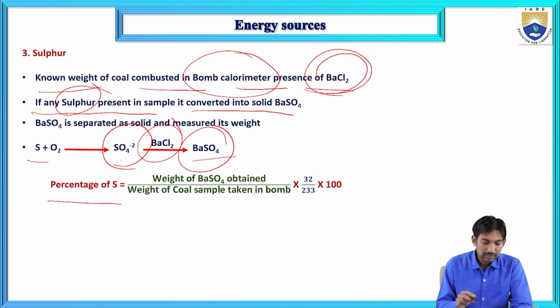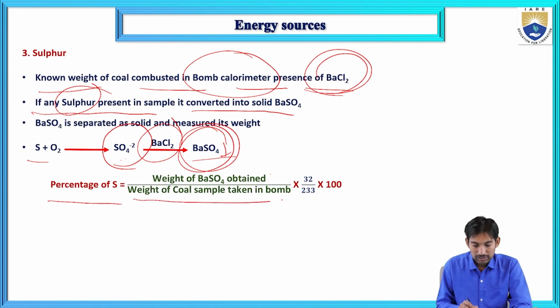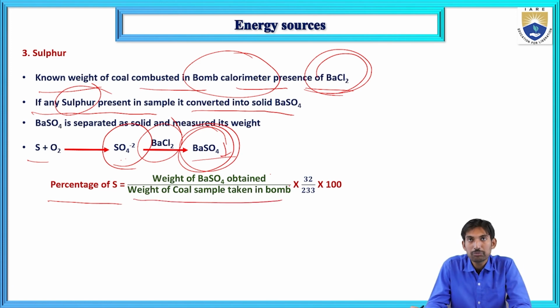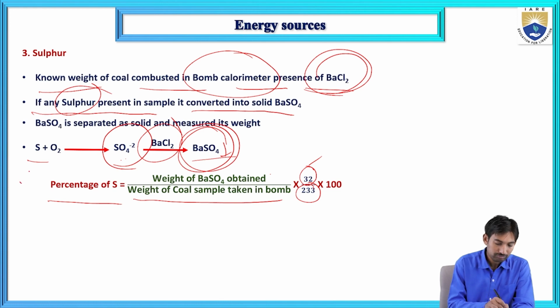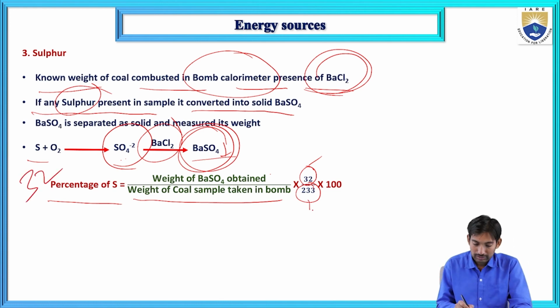Then we can calculate the percentage of sulfur. Using the formula, percentage of sulfur equals the weight of barium sulfate obtained, which is a precipitate that we have to measure, divided by the weight of the coal sample taken in the bomb, into 32 divided by 233. Here 32 is the weight of sulfur and 233 is the weight of barium sulfate, and into 100 to get the percentage.